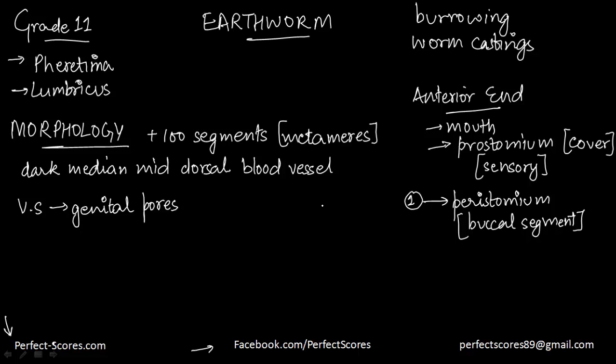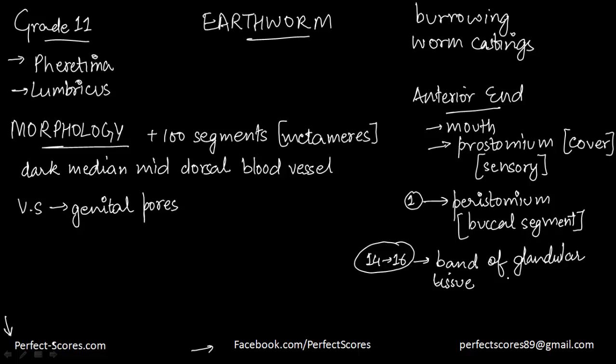Now one more thing you might have noticed as kids is that in earthworms, especially the mature, bigger ones, the segments from 14 to 16 look kind of united. That is actually a dark band of glandular tissue. So let me put it here, band of glandular tissue. And do you know what this is called? It's actually called the clitellum, a very important part of the earthworm's body.